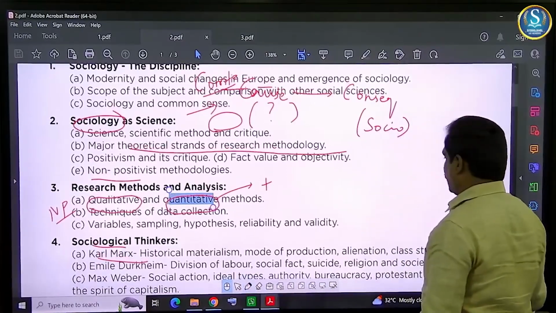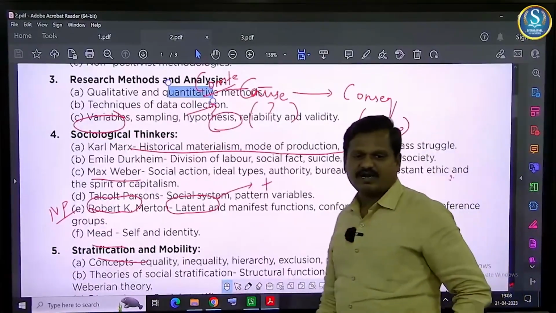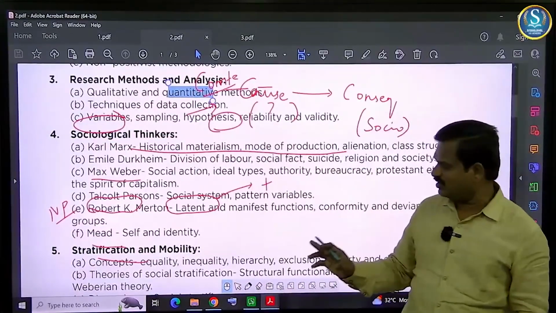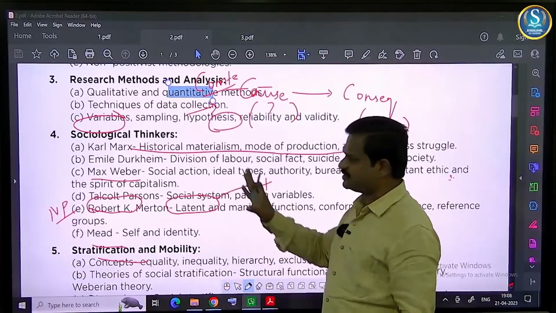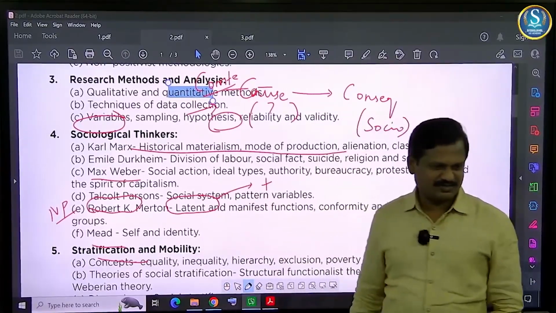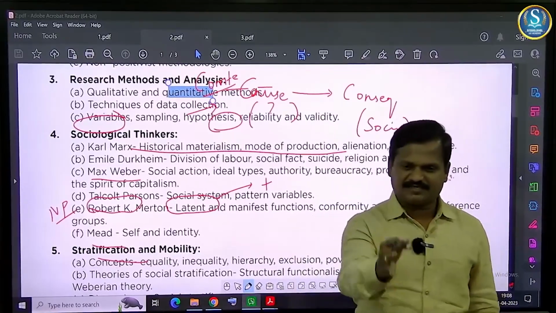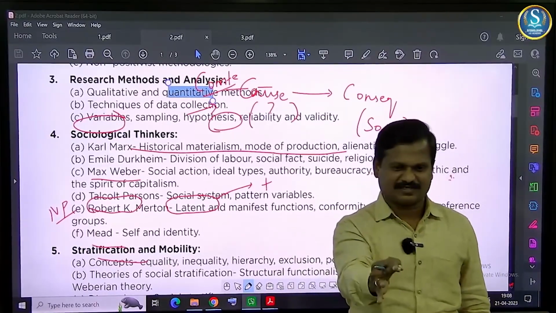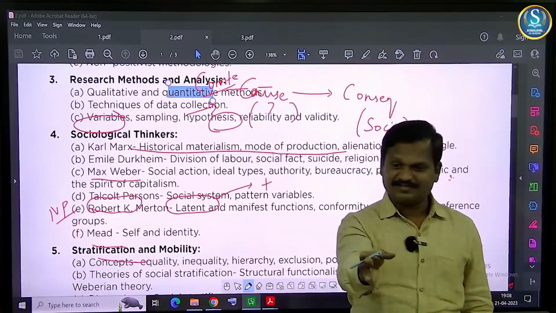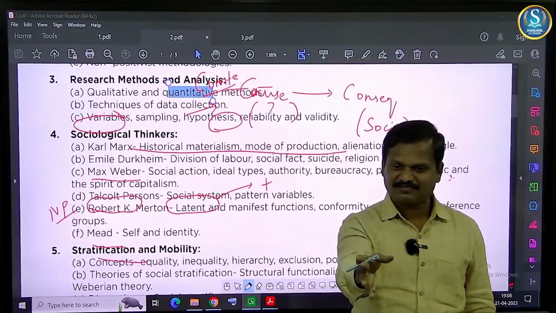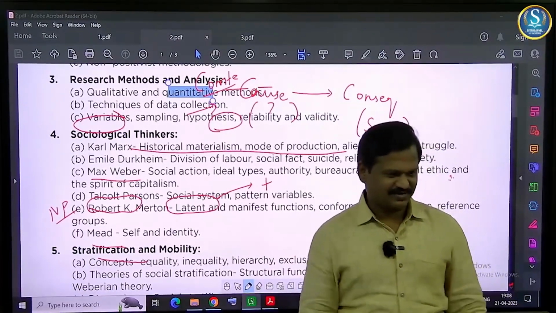This is the heart and soul of sociology, called the fourth unit, thinkers. You complete this thinkers portion, sociology is over. 80% of the questions you can answer using this single unit, the fourth unit. And this is the most important advantage of sociology. You study one unit, 80% of answers you will write.